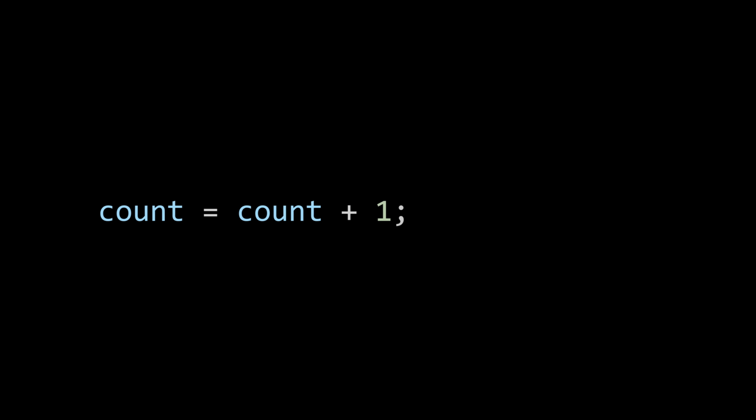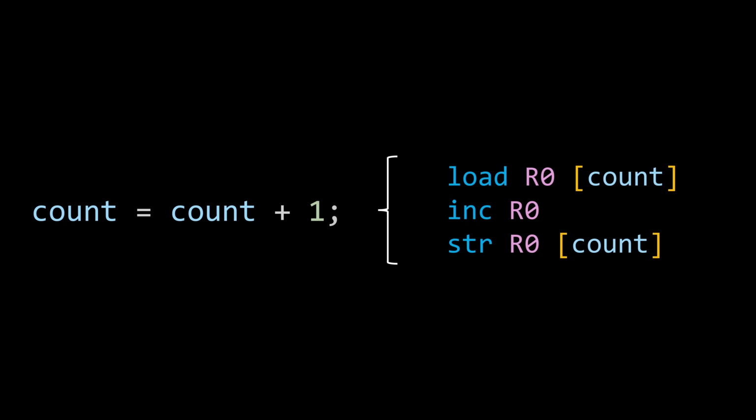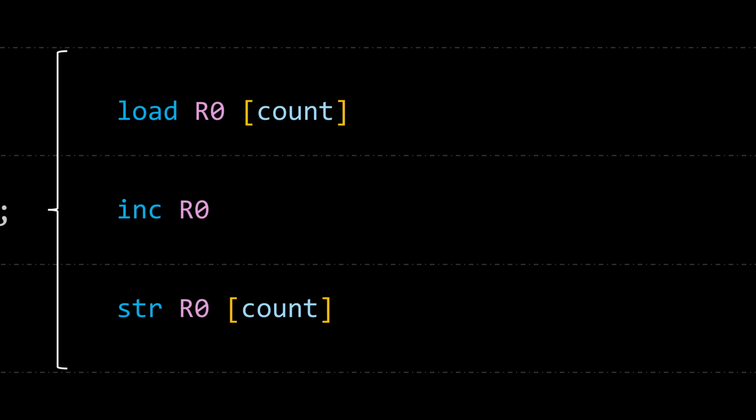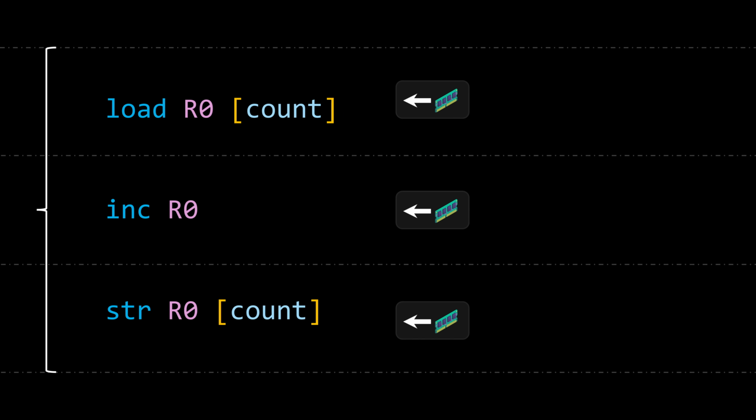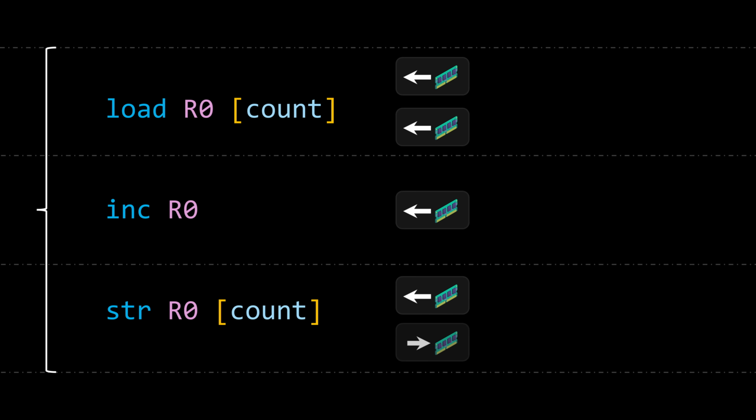For example, even a trivial operation like incrementing a counter involves multiple memory operations. Each instruction requires a memory read because the CPU must fetch it from memory before it can execute it. The load instruction tells the CPU to read a value from a specific memory address. That's another memory read operation. And the store instruction tells the CPU to write a value to a specific memory location, which is a memory write operation.